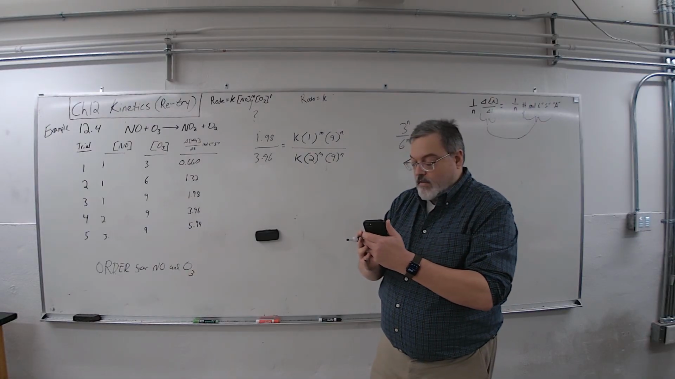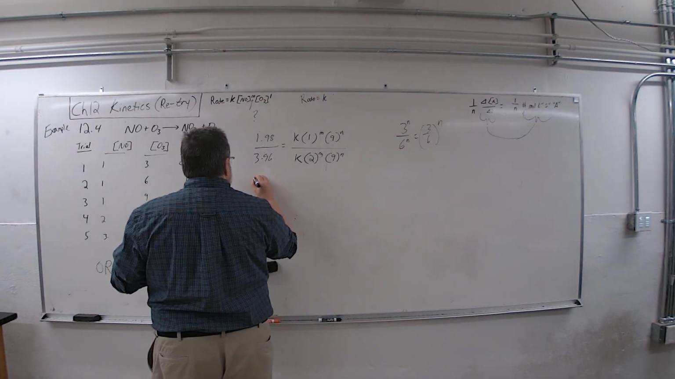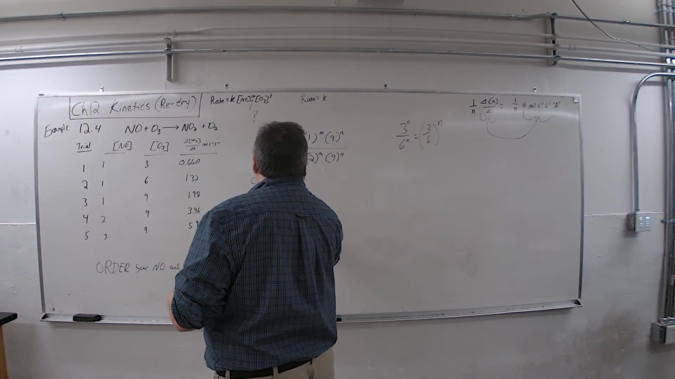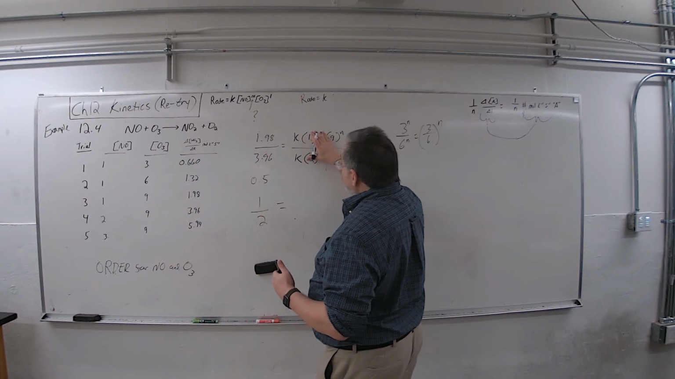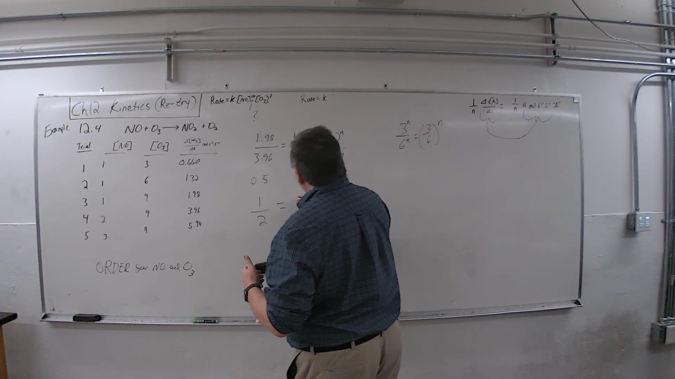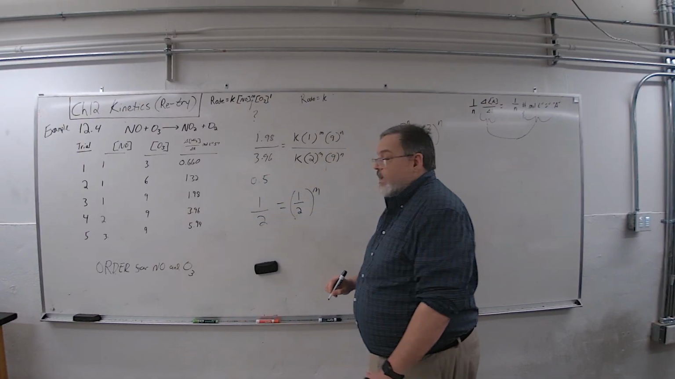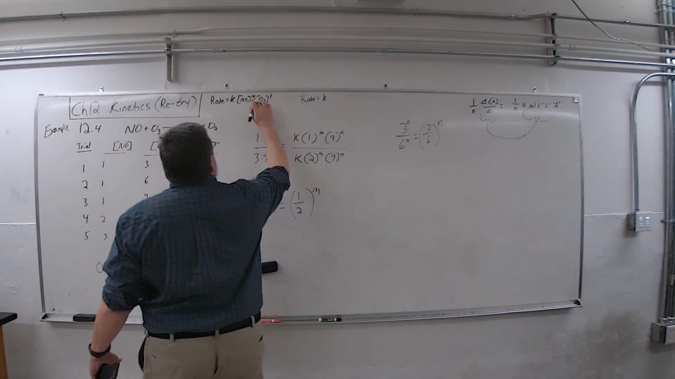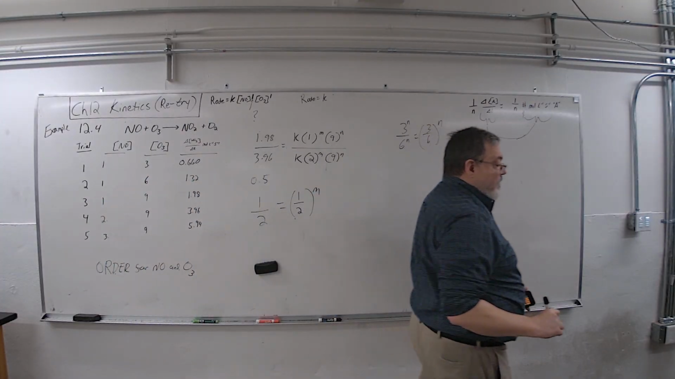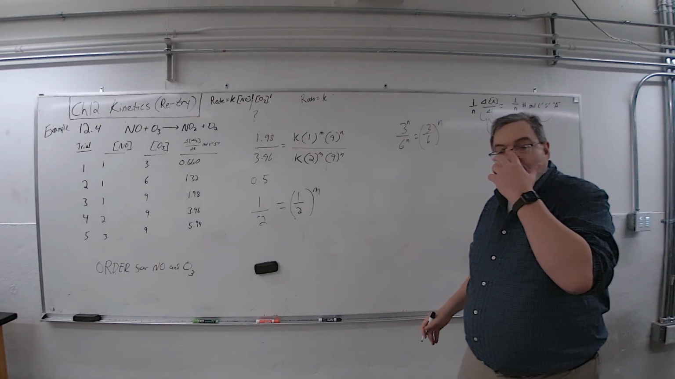1.98 divided by 3.96. My calculator says 0.5, but I know this is more satisfying if it's 1/2. The K is still there, but ignore the K. And again, we find out this is 1. There's one more step to this problem, but you see how I did that? So we just found out the orders of reaction.